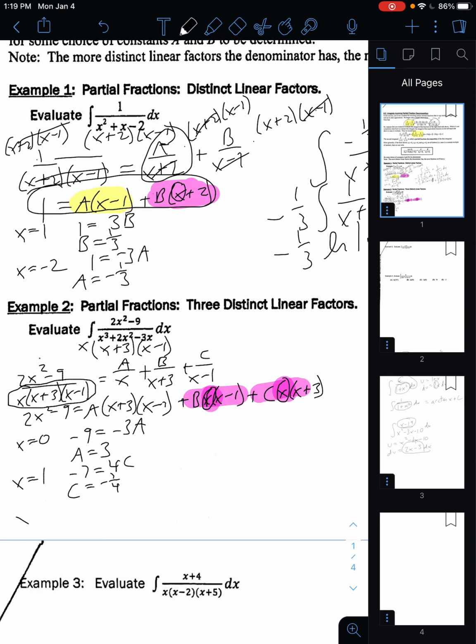And then we want to plug in negative 3. Let's see, 18 minus 9 is 9. The a will go away, the c will go away. So we're going to have, let's see, negative 4 times negative 3 is 12b. So b is 9/12, 3/4.